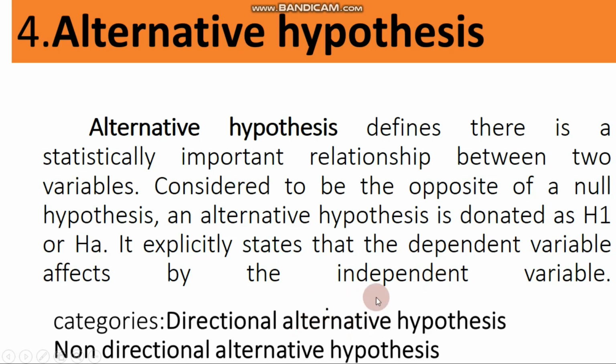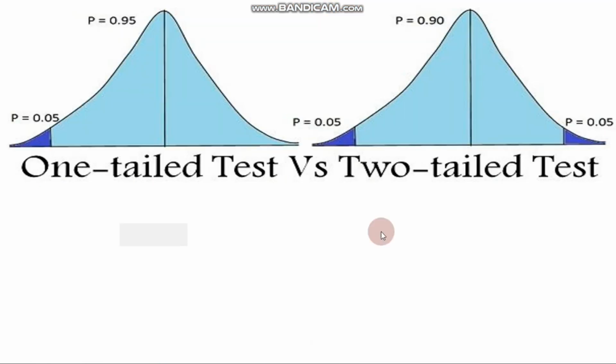It can be categorized into two types. One is directional alternative hypothesis, the other non-directional alternative hypothesis. Directional and non-directional are also called one-tailed hypothesis and two-tailed hypothesis. So this is the diagram used to specify a one-tailed test and two-tailed test. Here, this is the portion where there is a chance to reject at a 5% level of significance. But in the case of two-tailed, there is a chance to reject at this point or that point. So there are two directions.